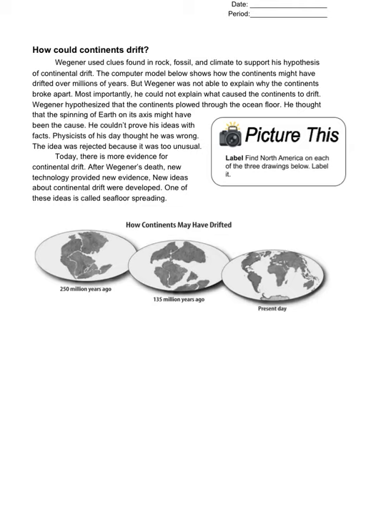Wegener hypothesized that the continents plowed through the ocean floor. He thought that the spinning of the Earth on its axis might have been the cause. He couldn't prove his idea with facts. Physicists of his day thought he was wrong. The idea was rejected because it was too unusual.